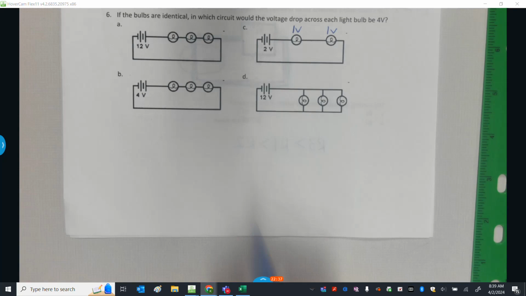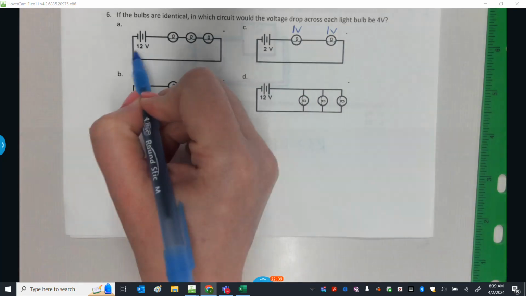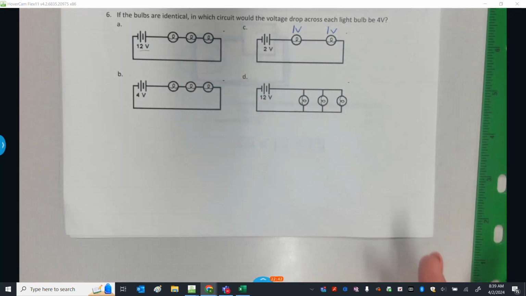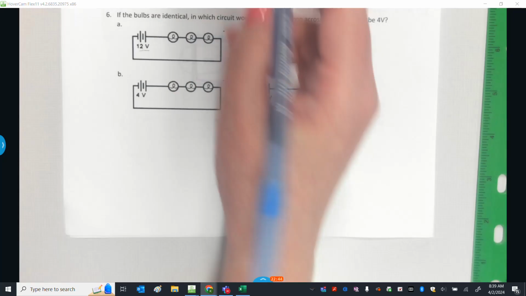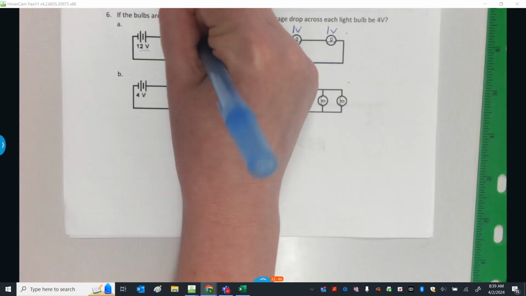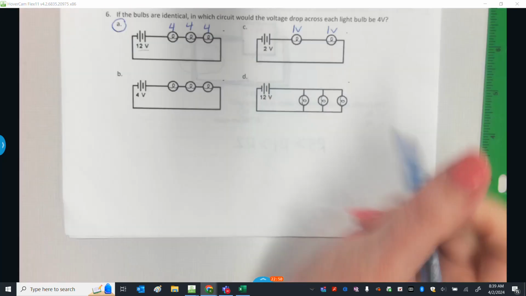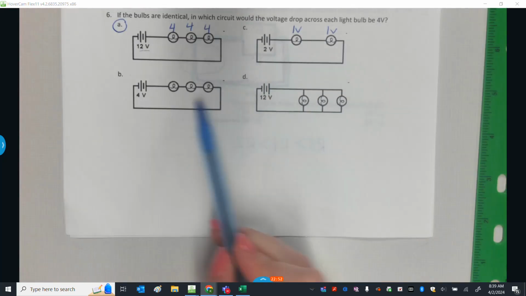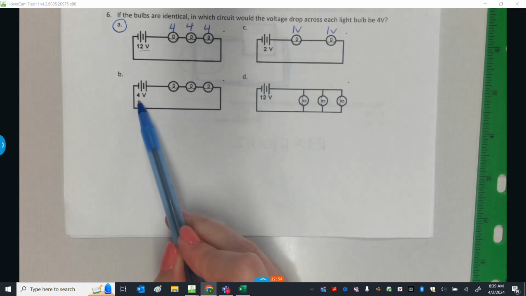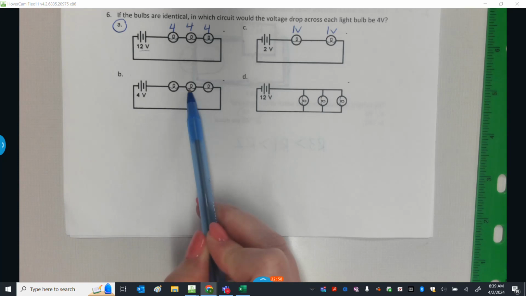This one has all 3 on the same loop. They have to add up to 12. If they're all the same, we're going to do 12 divided by 3. Well, that's our answer. That's 4, 4, and 4. And so the answer to this is A. But I do want to talk real quick about B. It's not going to be B, because these are going to have to add up to 4. That's going to make this 1 1/3, 1 1/3, 1 1/3.